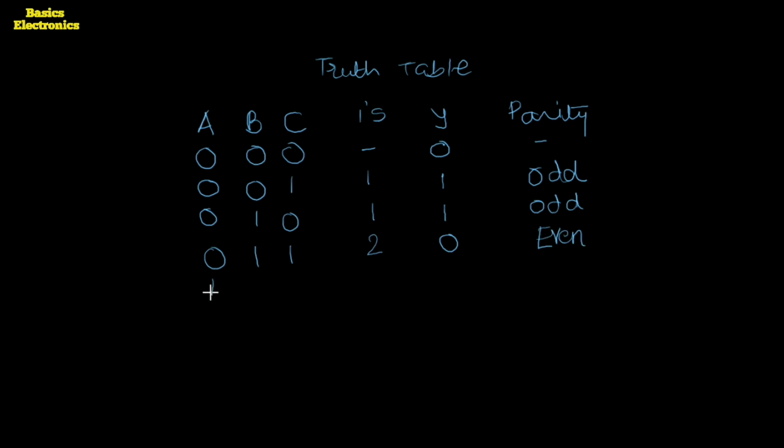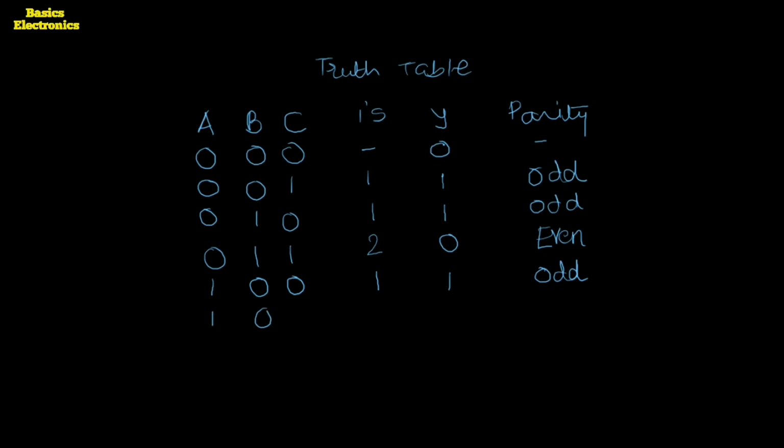When the next entry is there, A is equal to 1, B is equal to 0, and C is equal to 0, then here the number of ones is only 1. So the output is equal to 1. Why? Because of an odd number of logically high inputs. Here the parity is the odd parity.